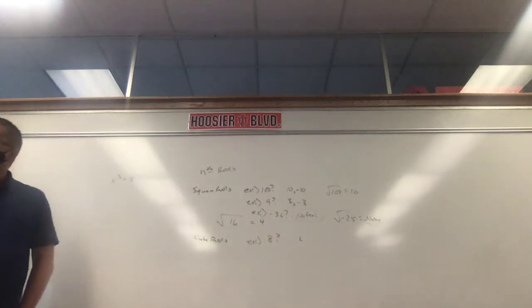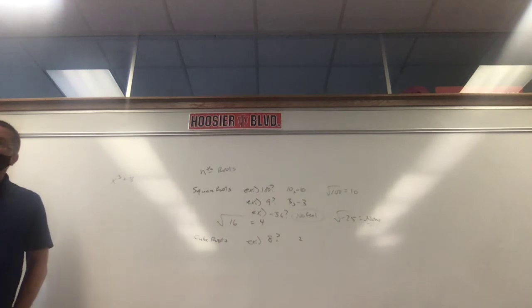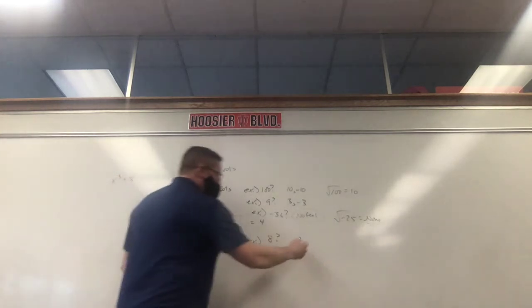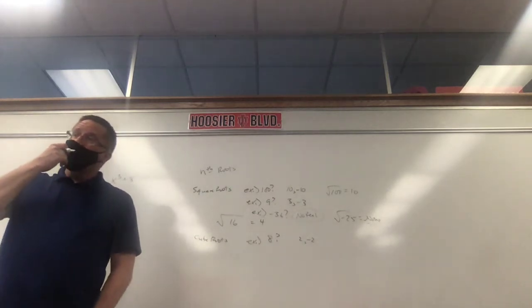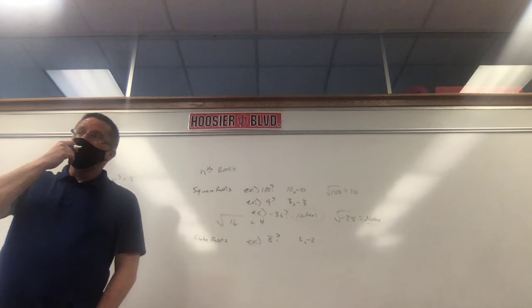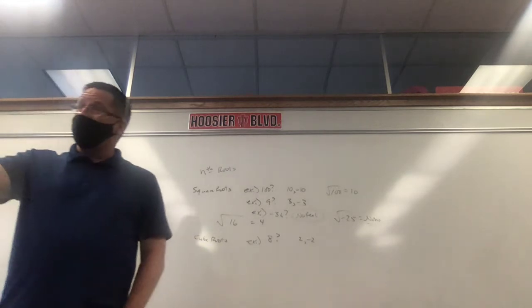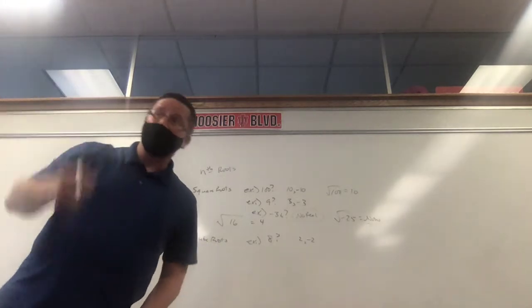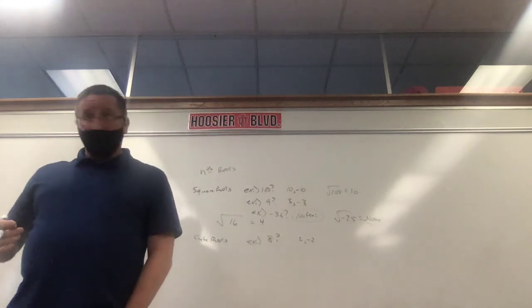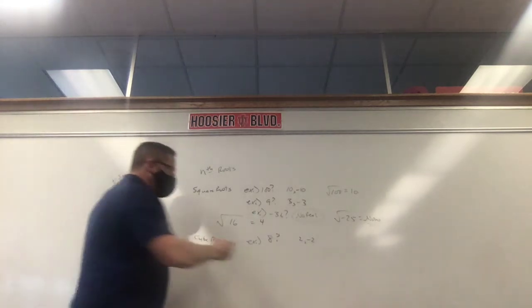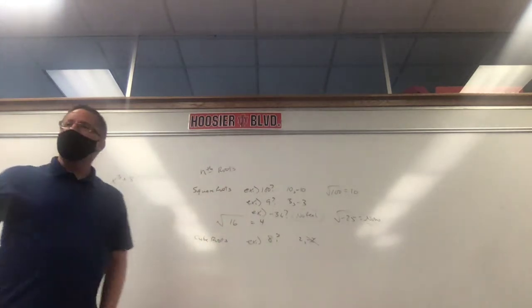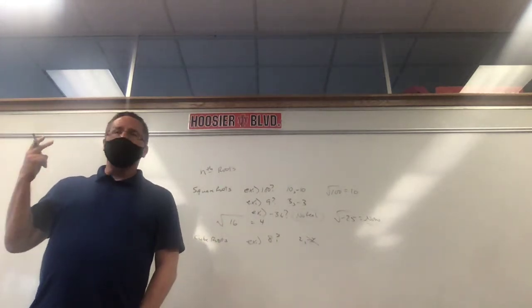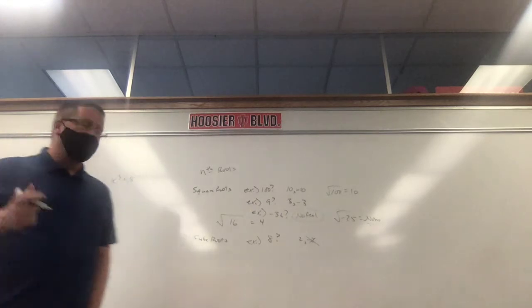Now, here's where it starts to get a little tricky. Is it also negative 2? I heard somebody say no. Why? Because there's 3 negatives. Right, negative 2 times negative 2 times negative 2 is not 8. It's negative 8. So it's only 2. What you need to understand is positive numbers have 2 square roots. Numbers that have cube roots, there's only one real cube root.